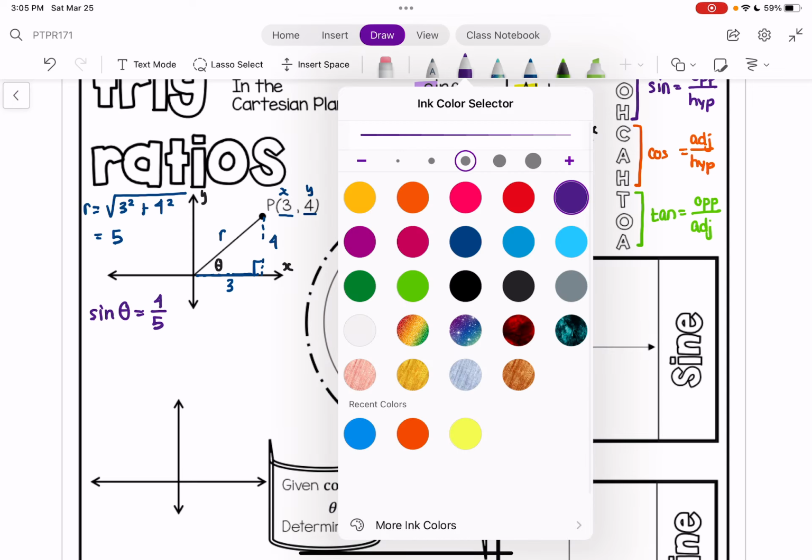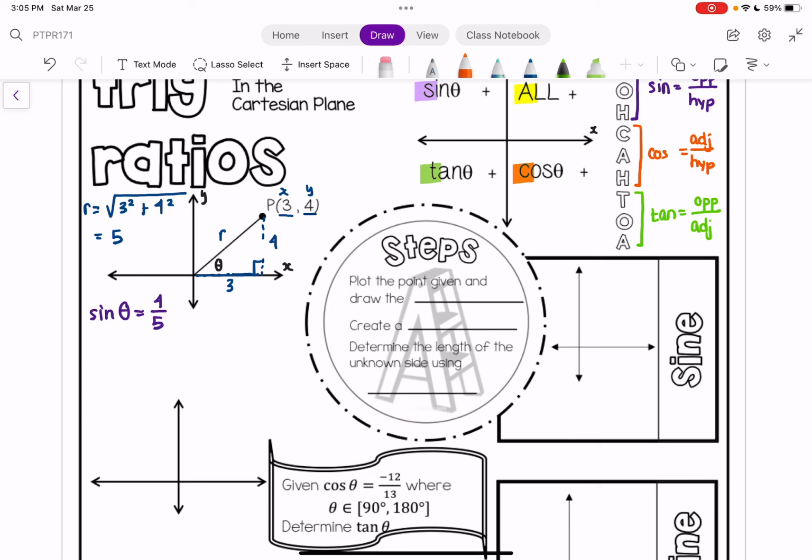So that is sine. Cosine, we know that cosine is adjacent, so my adjacent is 3, and my r value is 5. And then we have tan, which is opposite, which is 4, over adjacent, and that is 3.